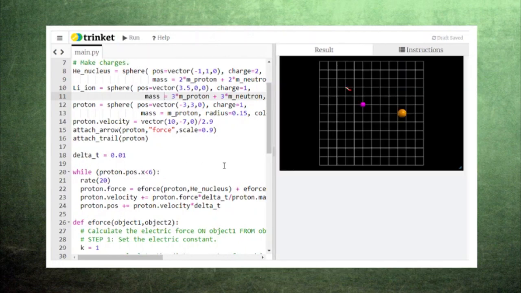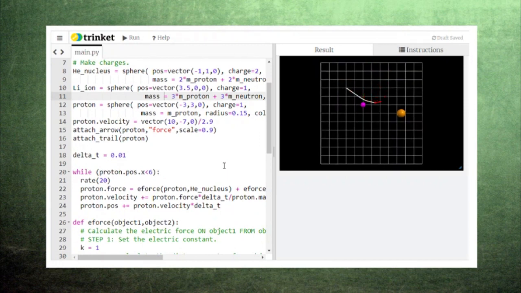As the proton approaches the helium nucleus, the repulsive force between the two grows dramatically, causing the proton's path to deflect away from the helium nucleus. The force on the proton shrinks back down for a moment before it's deflected again by the lithium ion. This animation shows you how dramatically the electric force changes with the distance between two particles.